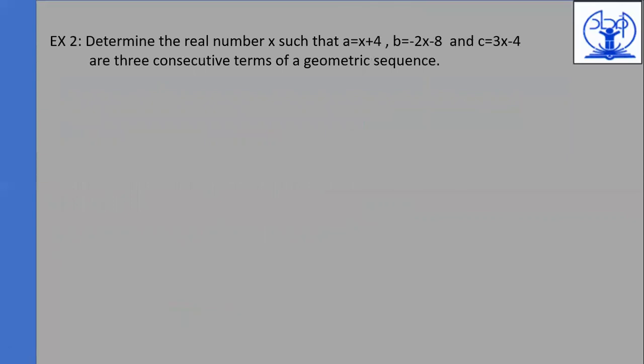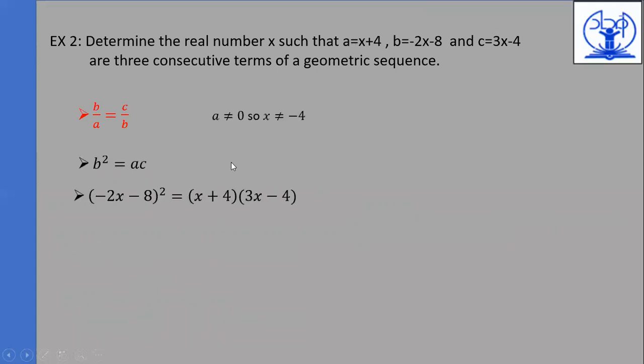Another example, determine the real number x such that x plus 4, 2x minus 8 and 3x minus 4 are 3 consecutive terms of a geometric sequence. Since A, B, and C are 3 consecutive terms of a geometric sequence, then for sure B over A as a ratio is exactly the same as C over B. Replacing the values or cross multiplication, we will get B squared equals AC. Solving for x, this quadratic equation, you will get x equals minus 4 or x equals minus 1.